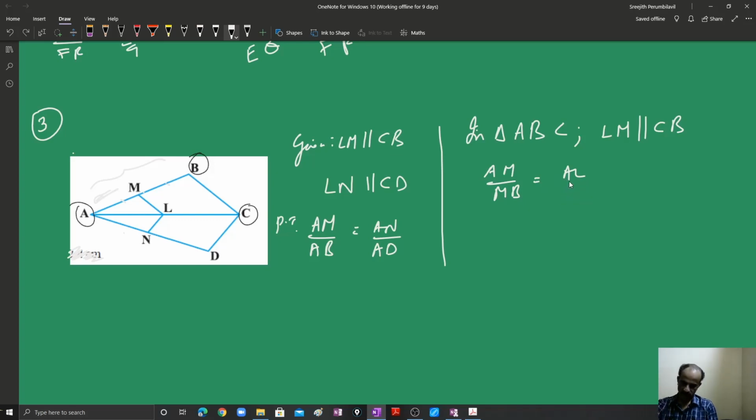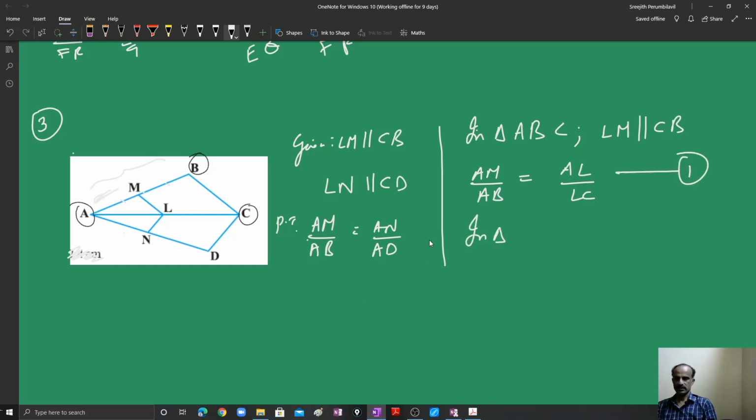Instead of that, we will take the other part. Any order we can write. So what? AM by, this is what you have to prove. Keep an eye on this. AM by AB is equal to AL by LC, relation number 1.